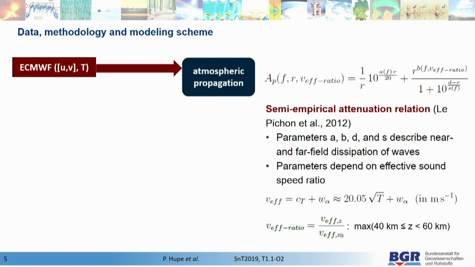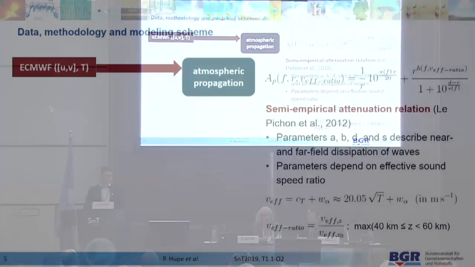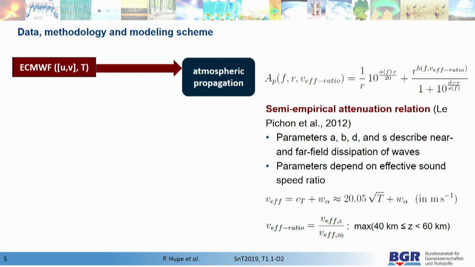The atmospheric propagation here is the atmospheric attenuation. You can see here on the upper right the attenuation relation proposed by Alexis Le Pichon et al. in 2012, which parameterizes the near and far field dissipation of acoustic waves. And these parameters depend on the effective sound speed ratio, so along-path wind and temperature, which contribute to the effective sound speed. Here we chose the effective sound speed ratio as the maximum between 40 and 60 kilometers in the atmosphere in order to estimate the presence of the stratospheric waveguide, which is the most important for detecting microbaroms.